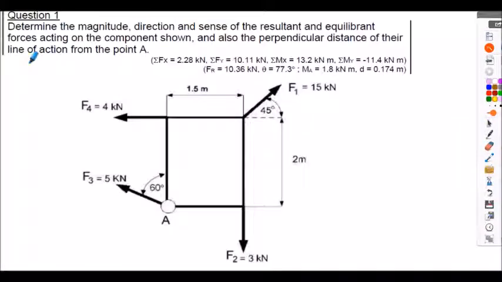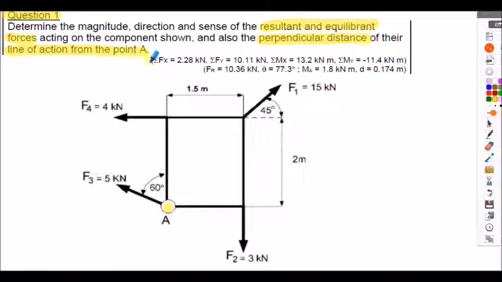I will now leave you with some tutorial questions. Question 1 shown here. Exactly the same requirements as before. We've got to calculate the resultant and the equilibrant forces and also find the perpendicular distance from the line of action from point A. So we're taking moments about point A in this case. The answers are shown here.